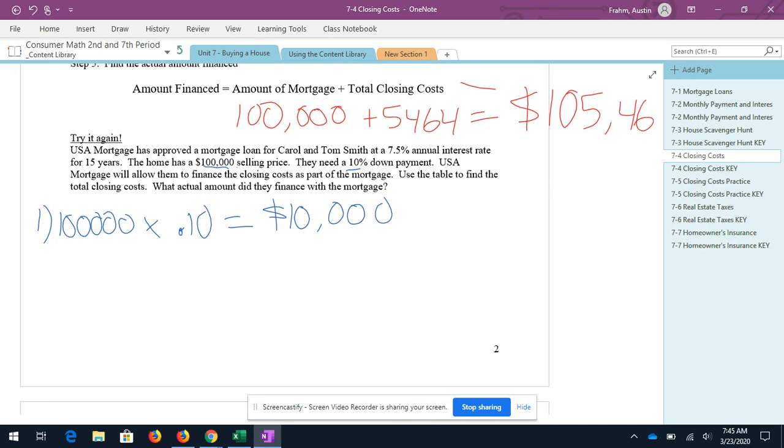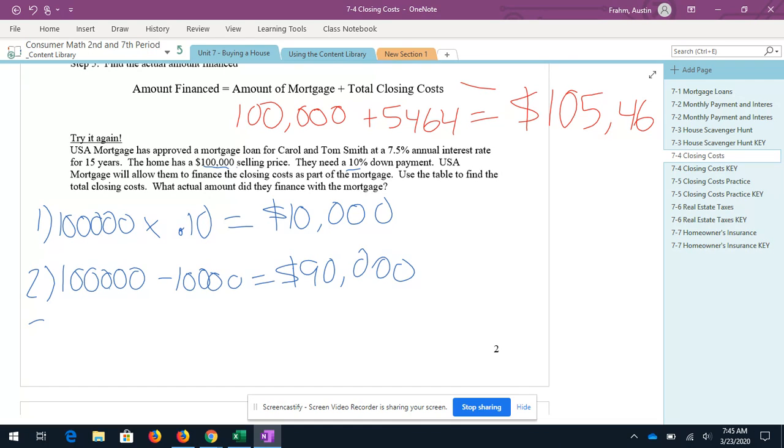Then we actually need to find the amount of the mortgage in step two. So we take the original selling price of 100,000 and we subtract the down payment amount. That's the amount that we're going to pay the bank. Or excuse me, that's the amount that we're going to pay the seller. And this amount, 90,000, is the amount the bank is going to give us for a loan. So we get $90,000 from the bank.